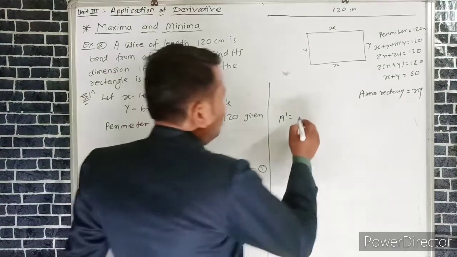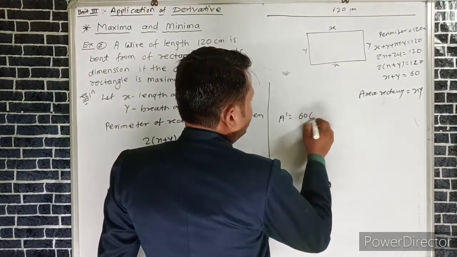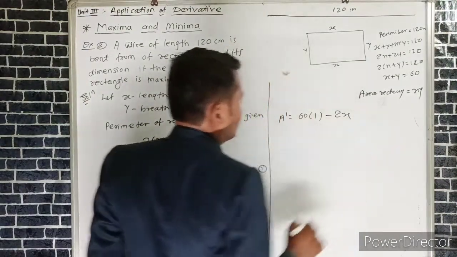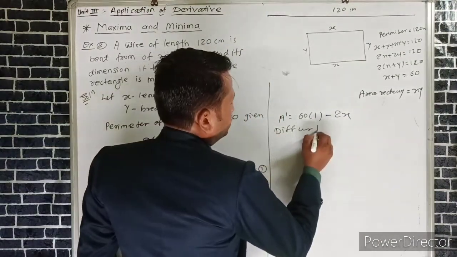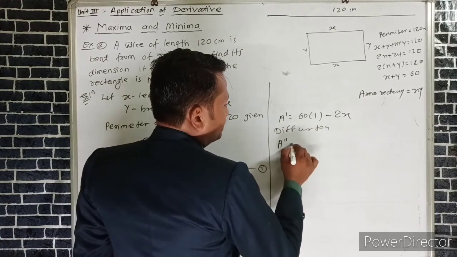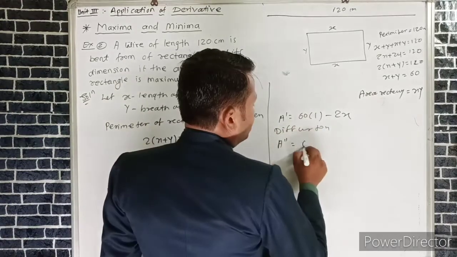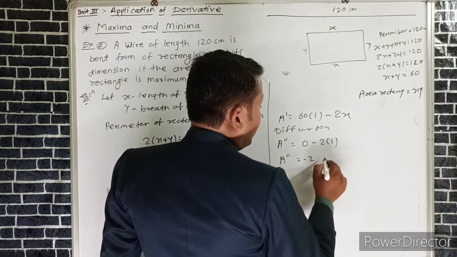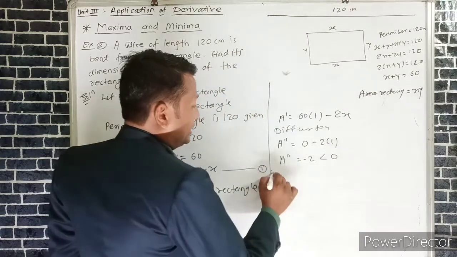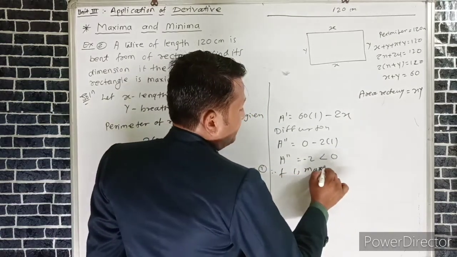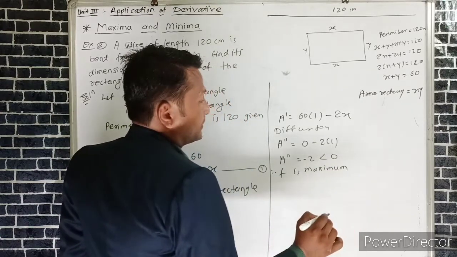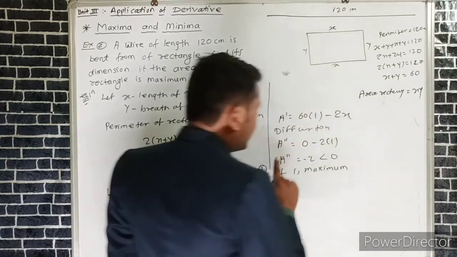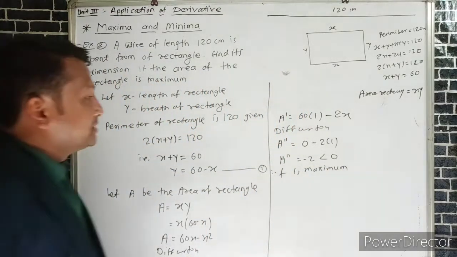The derivative of 60x is 60 into 1, minus the derivative of x square, which is 2x. If we differentiate again with respect to x, we get A double dash, the second order derivative. The derivative of 60 is 0, minus 2 into 1, so A double dash equals minus 2, and minus 2 is less than 0. Hence we can say that f is maximum.